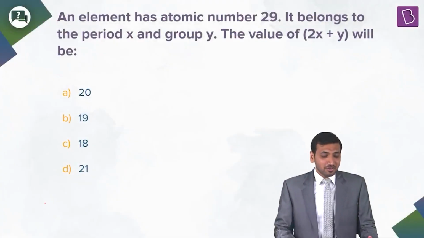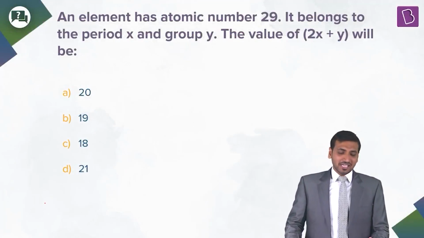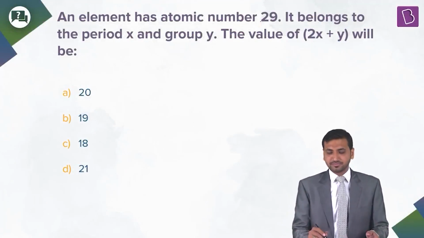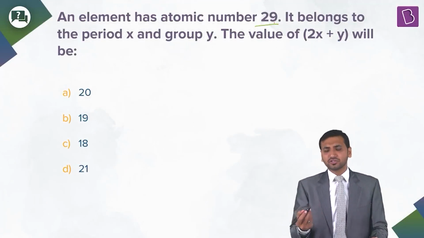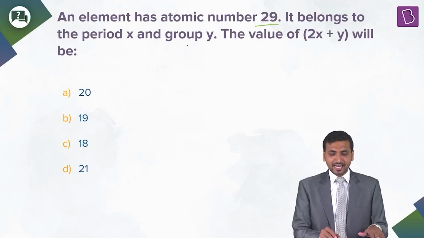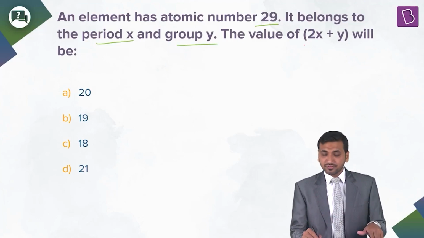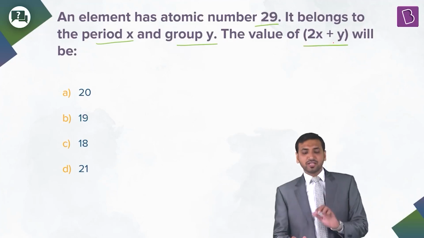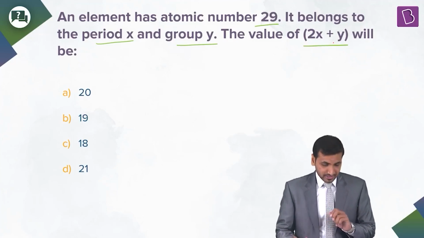Okay, so here we have a question from structure of atoms. So let's see the question first. An element has atomic number 29. Okay, by practice we know it is copper. It belongs to the period X and group Y. The value of 2x plus y will be. So you have to find the numerical value of 2x plus y, right?